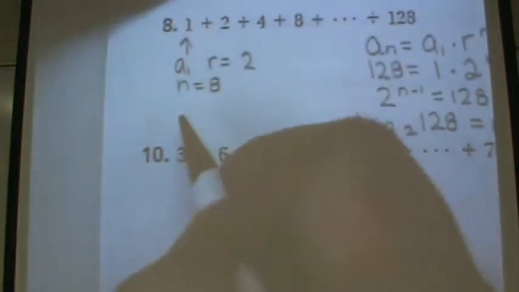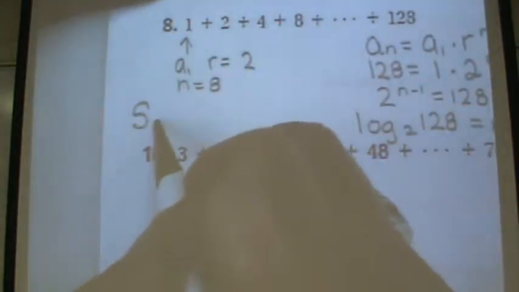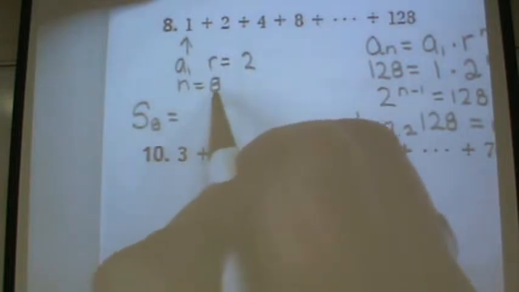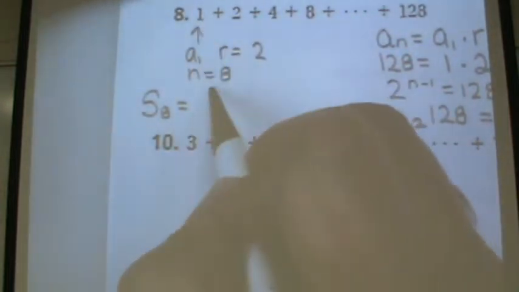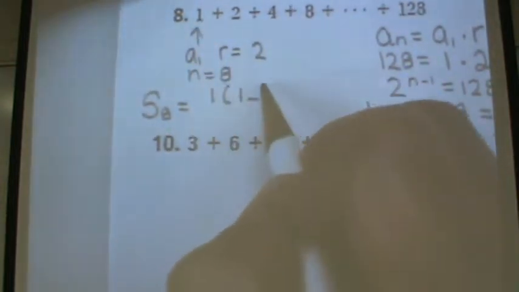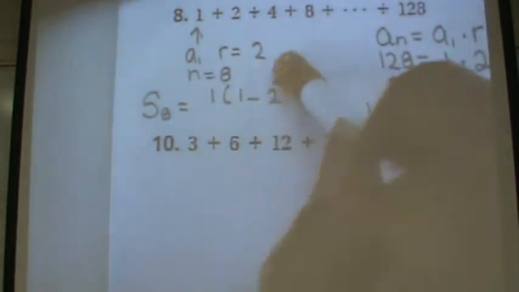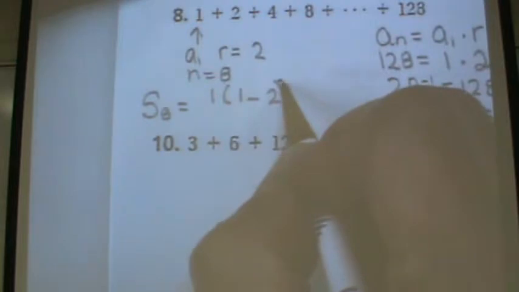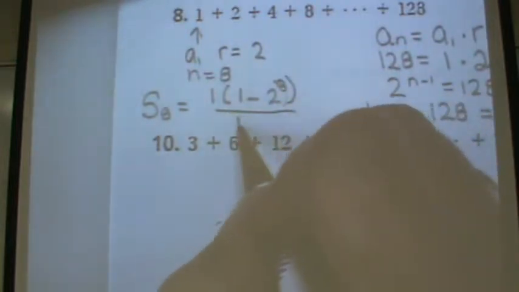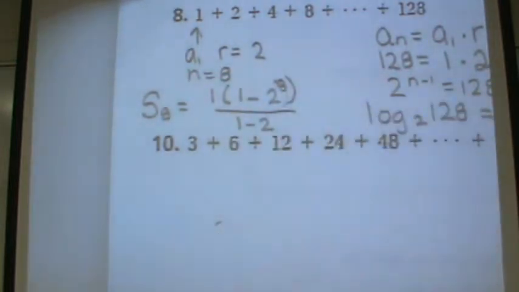So what I want you to do is write the formula. S8, we're adding up 8 terms. The first term is 1, times 1 minus r, which is 2, to the 8th power, over 1 minus 2. Type this in your calculator.